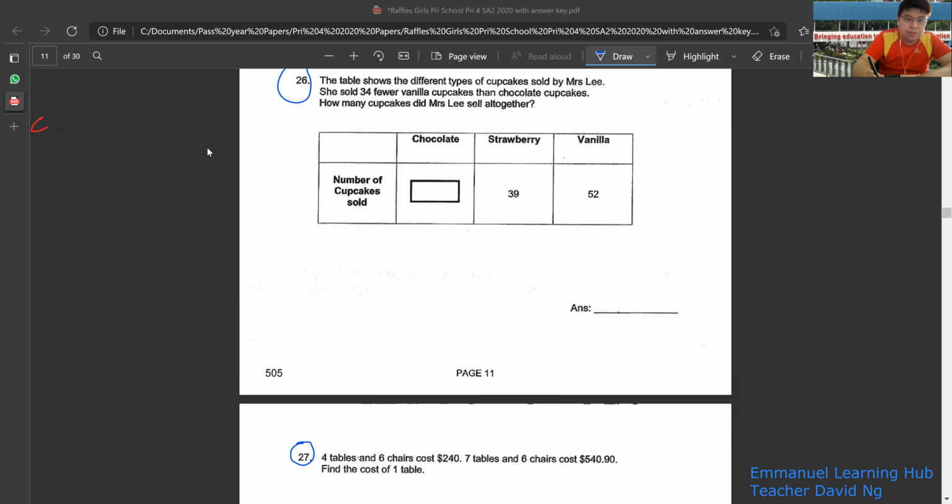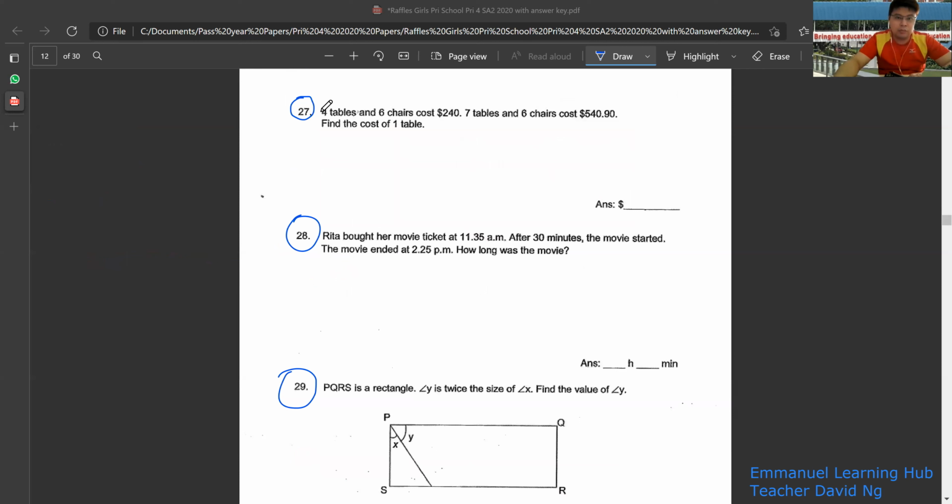Okay, 27. 4 tables, 6 chairs cost 240. 7 tables, 6 chairs cost 540 and 90 cents. So can you tell me 3 tables cost how much?